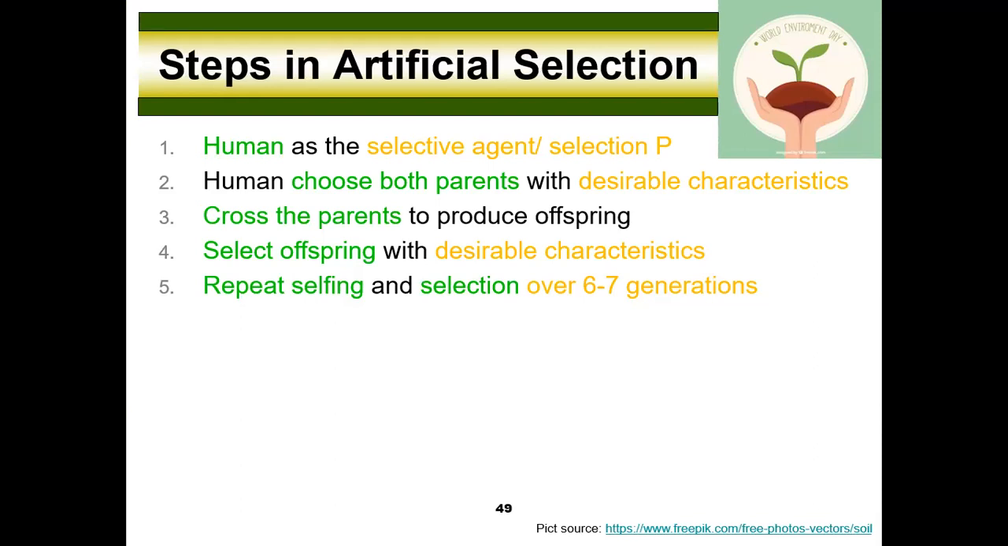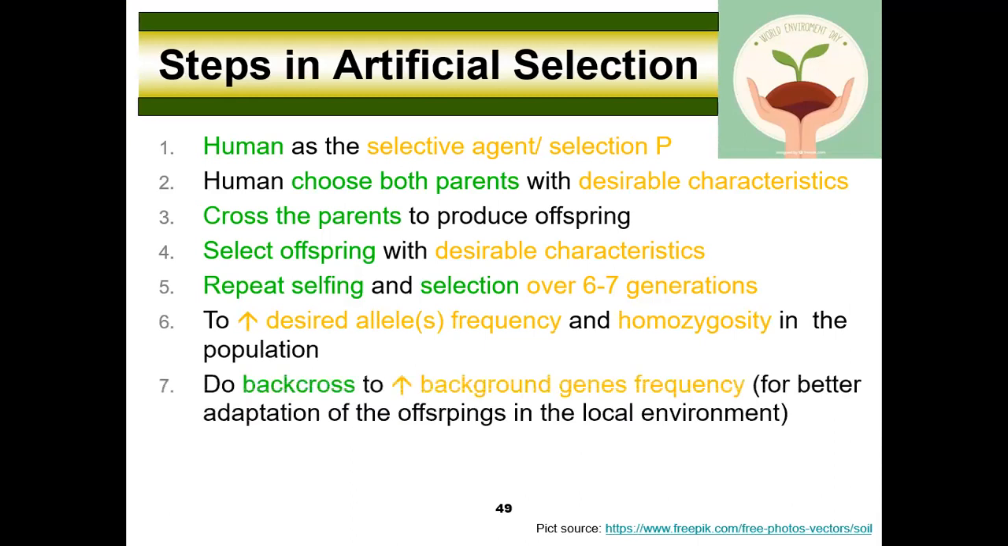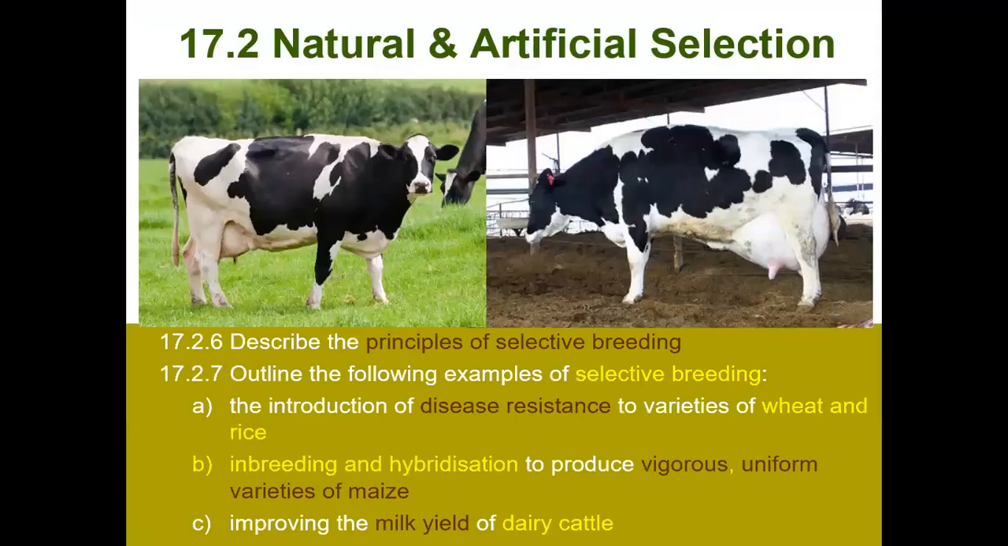I cannot say selfing. Selfing is for plants, isn't it? So I should say repeat inbreeding and selection over 6 to 7 generations for animals to increase desired allele frequency and homozygosity in the population. I can do a back cross to increase the background gene frequency from one of the local parents so that the offspring is better adapted to the local environment. And then after that, I must do outbreeding enhancement to overcome inbreeding depression.